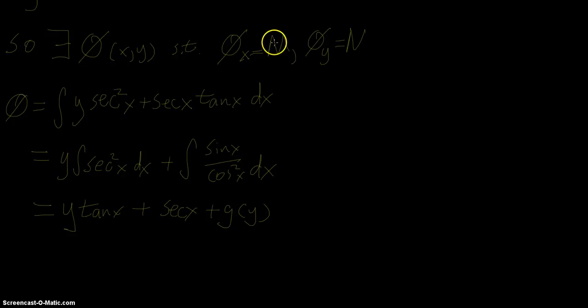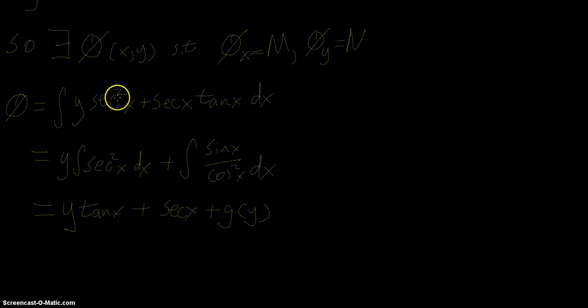Because we know that the partial with respect to x is M, we will find phi by integrating M with respect to x. So this is the work to integrate M with respect to x. Notice that at the end we don't have a constant of integration, but we have some function of y left over that we haven't found.